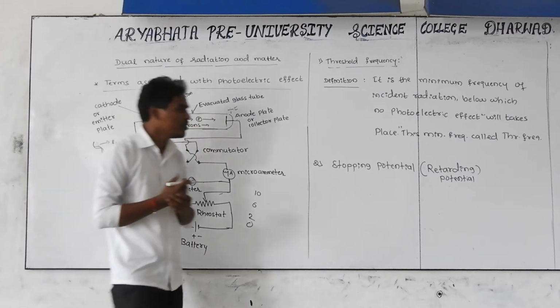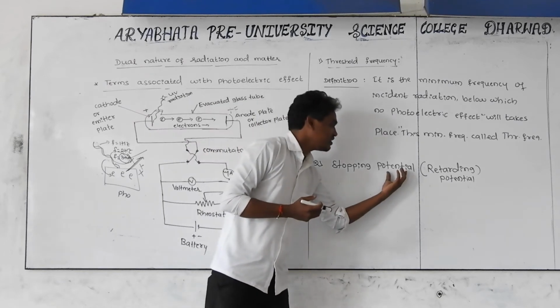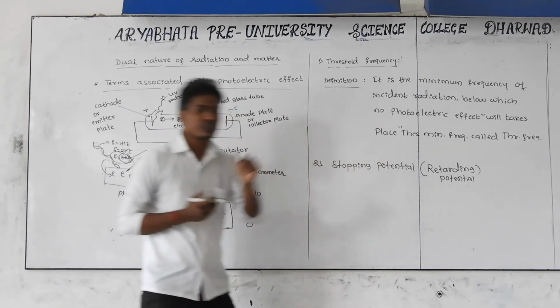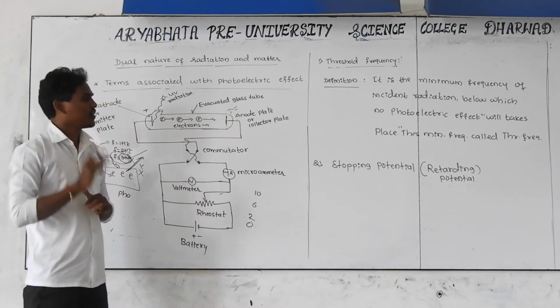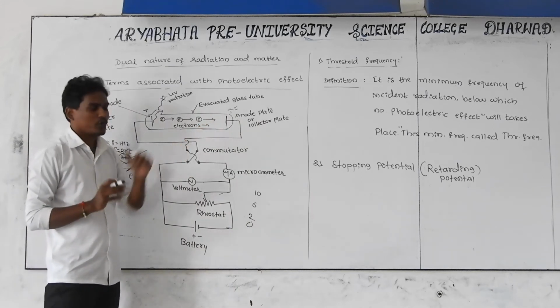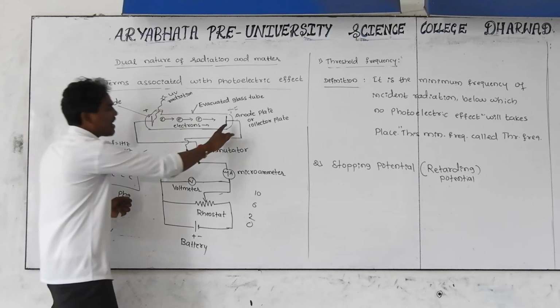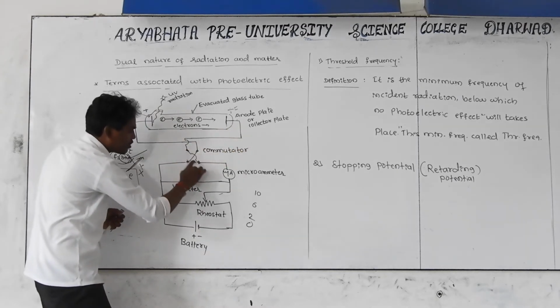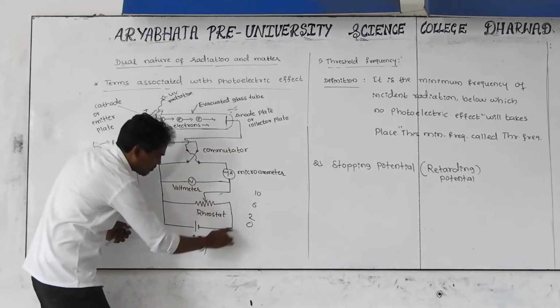In order to stop them, what can we do? We can use a potential. But here, there is positive and negative potential. Which potential do we have to use? That is a negative potential. For example, this anode plate, I am connecting it to the battery's negative terminal.